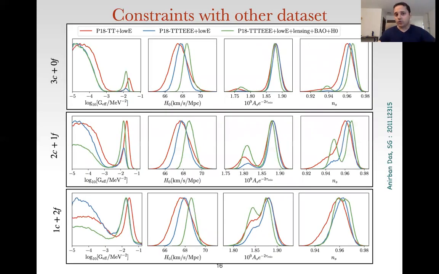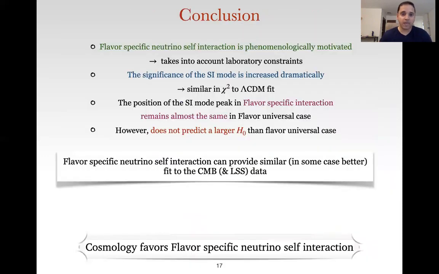And here we are showing you the results we have got for all the data sets for all these three scenarios. And most interestingly, for the 1C plus 2F scenario, you can see that for all the data sets we have considered, the second peak actually dominates, and it is as good as or something better than the MI mode fit. So this brings us to our conclusion.